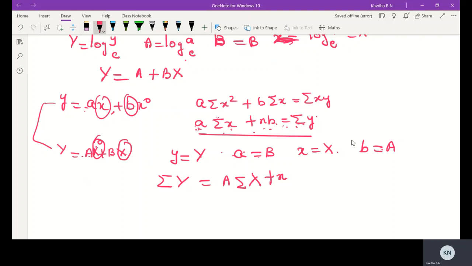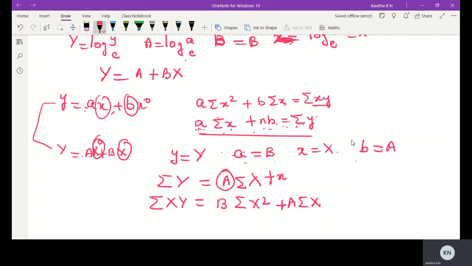Okay, here in place of a, in place of small xy, write down summation of capital X and capital Y. Then in place of a, we have to write b into summation of x square. Then plus, in place of b, write down capital A summation of x.